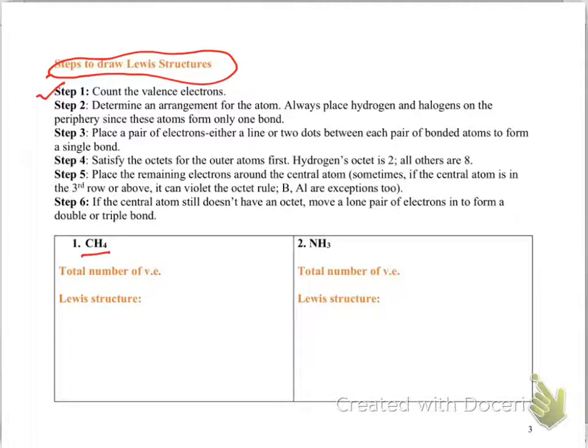Carbon is in the 4th A group of the periodic table, so it has 4 valence electrons. Hydrogen is in the first A group, it has 1 valence electron, but there are 4 hydrogens, so times 4, that makes it 8. So the total number of valence electrons is 8. Then, we know hydrogen makes only one bond.